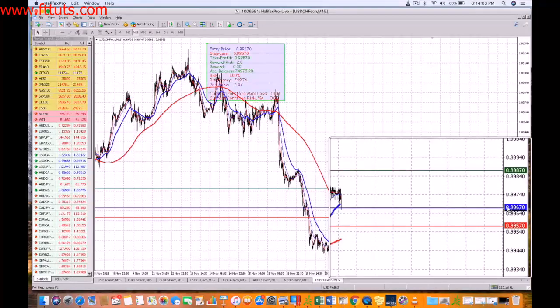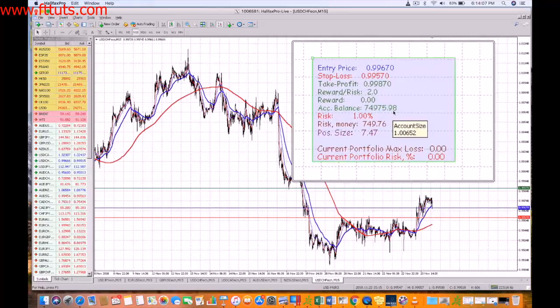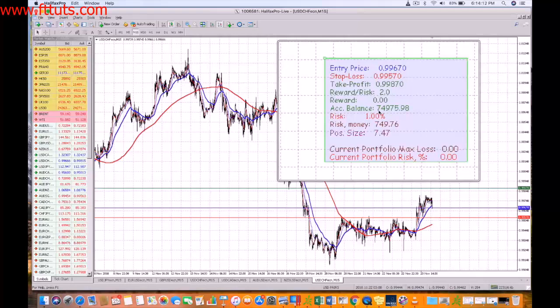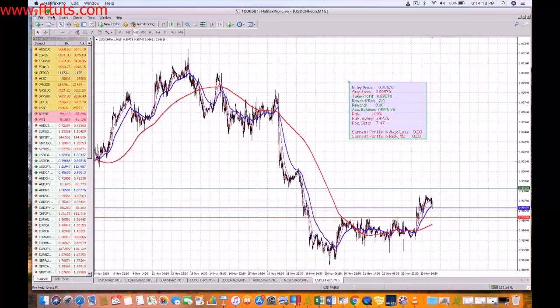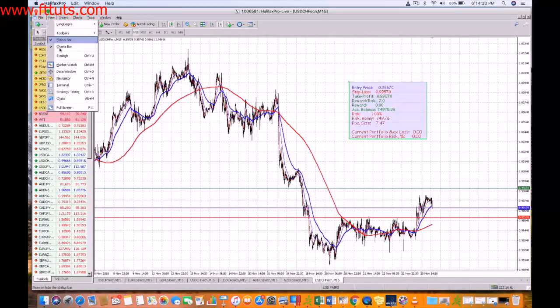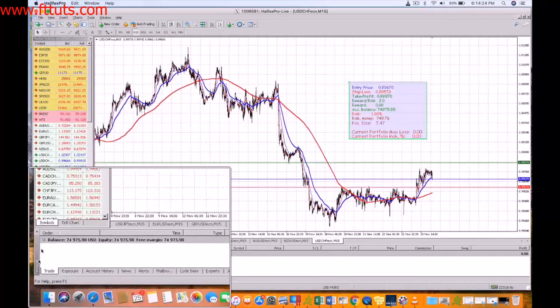Profit target, entry price, and stop loss. Now what's really cool about this indicator is that it will immediately calculate your account balance. In this case, my account balance is $74,975. And as you know, if you go to View, Terminal, you can see your account balance over here.